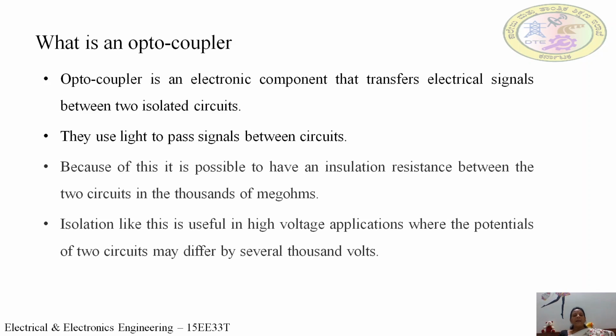That means, between two electrically isolated circuits, maybe one circuit is a low voltage circuit and the other a high voltage circuit, or one is an analog circuit and the other a digital circuit. In such a case, where two circuits are operating at different voltages, we can easily transmit signals with the help of light.